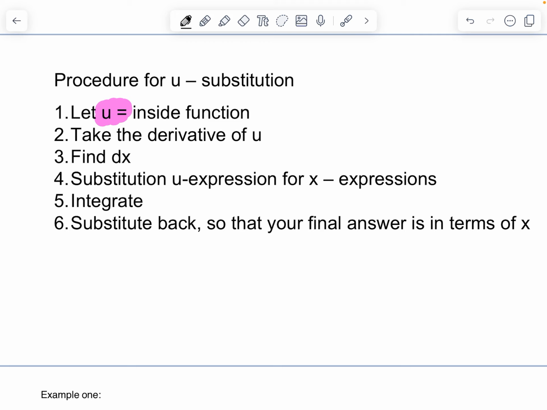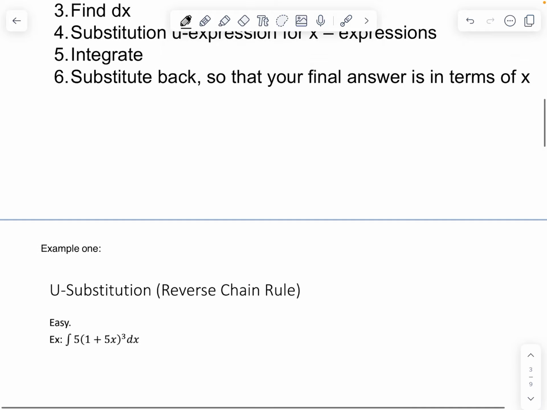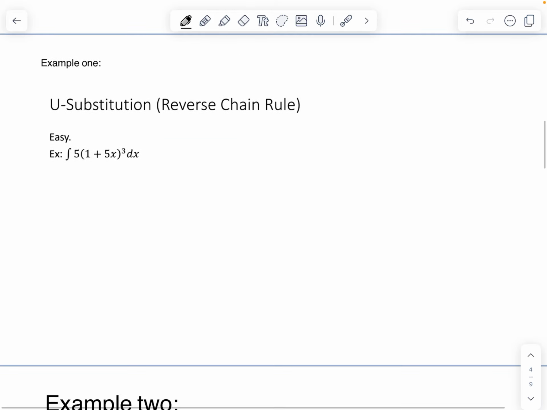You'll substitute the u expression for x expressions. You'll integrate, and then you'll substitute back to get your final answer. It's going to be kind of confusing, but we'll get the hang of it. Today we're going to do indefinite integrals, and later this week we'll do definite integrals. So here's an easy problem.